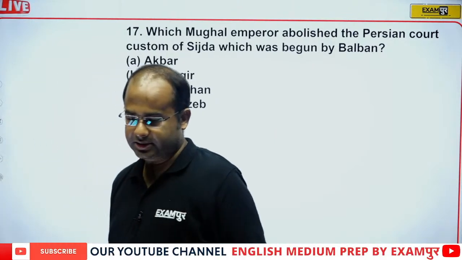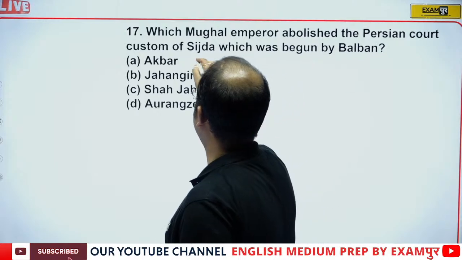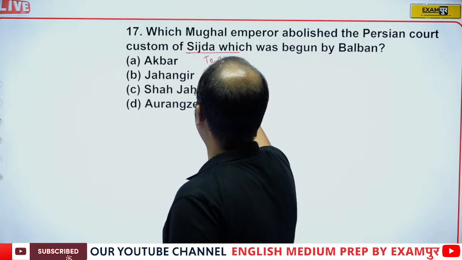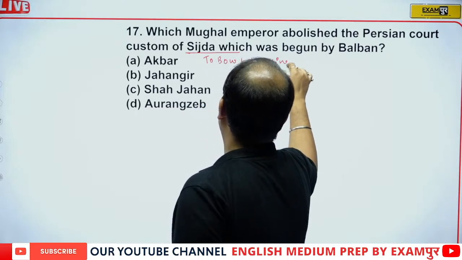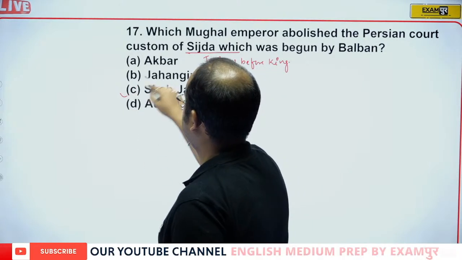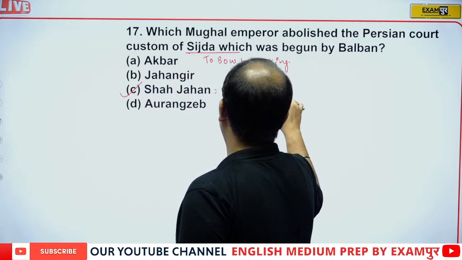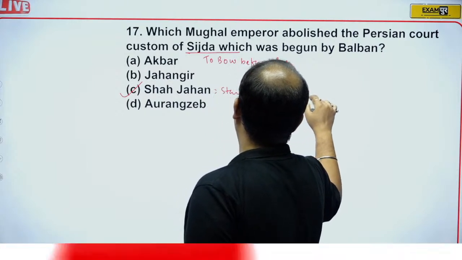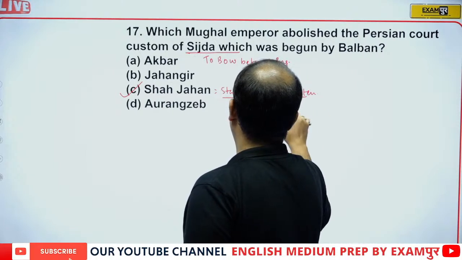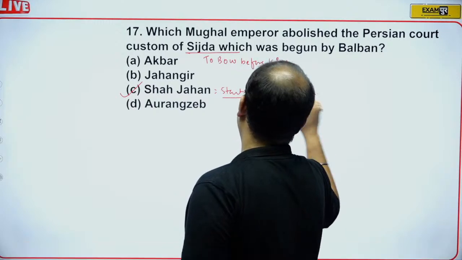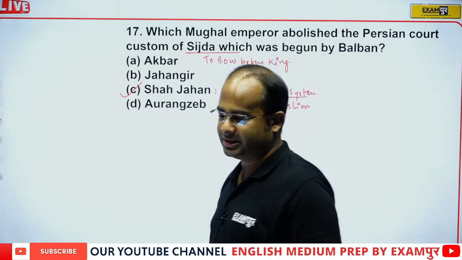Okay, Monica, Aurangzeb. Okay, Sanjeev is saying Jahangir. Guys, first of all, what is sajda? Sajda means to bow before the king. So the sajda system was ended by Shah Jahan, and Shah Jahan started a new system that was called Chahar Taslim. So the correct answer will be, guys, option C, Shah Jahan.